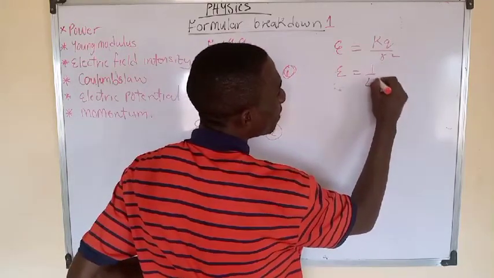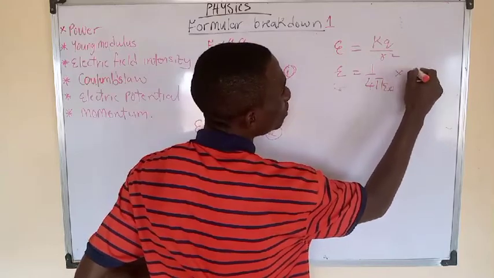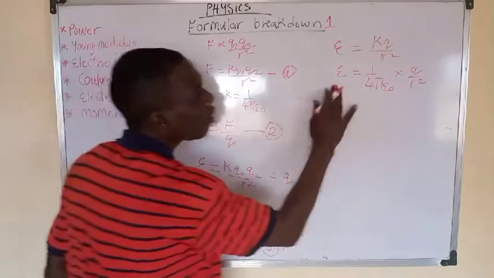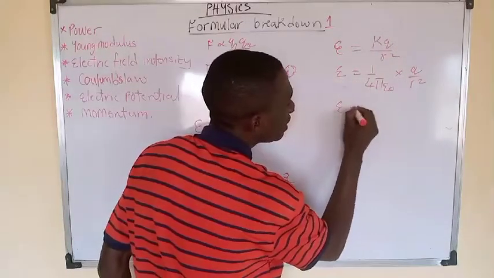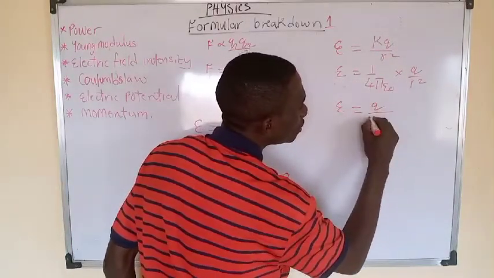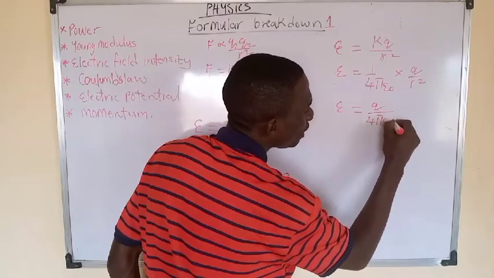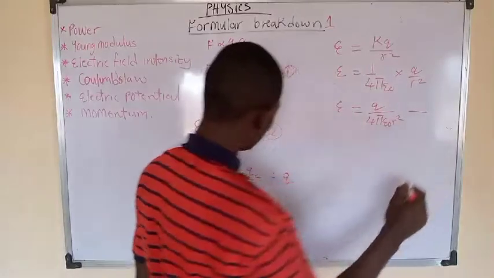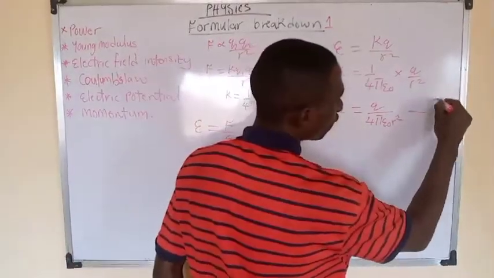1 over 4 pi epsilon naught times Q over R squared. So if I go ahead and multiply it, I have E equals Q over 4 pi epsilon naught R squared. Let me call this equation 4.